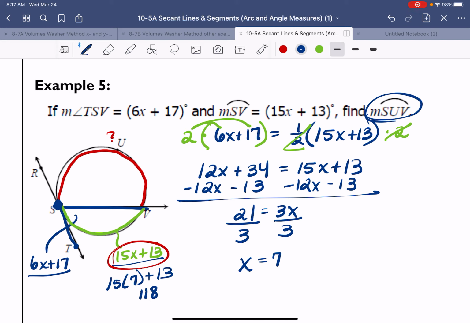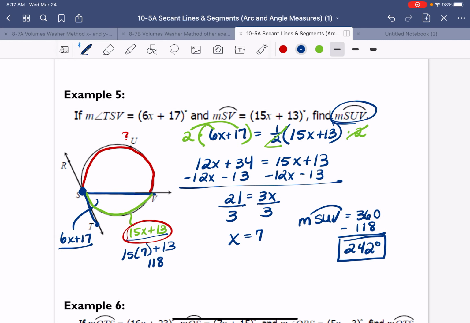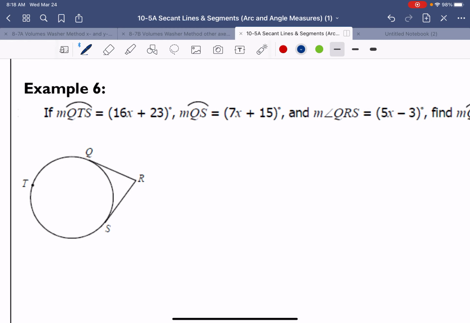So again, hopefully you remember that the measure of the entire distance around the circle is 360 degrees. So if I want to know the measure of arc SUV, the measure of arc SUV is going to be 360 minus 118, and that is going to be 242 degrees. All right, so we're almost there, guys. But let's look at example 6.